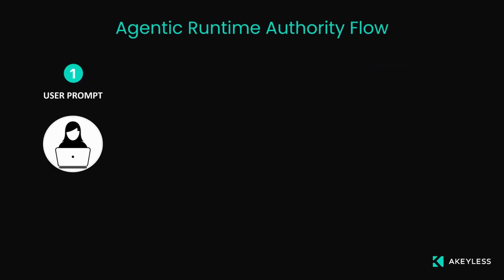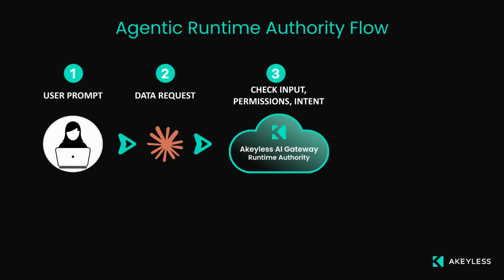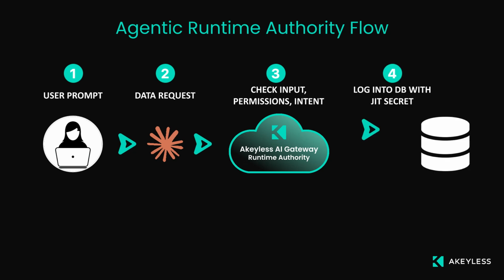Let's see the entire flow. It starts with a user prompt to an LLM for data in a database. The data request is made by the LLM. It is intercepted by the Agentic Runtime Authority, which checks the input as well as the LLM's permissions and intent. It then uses a just-in-time secret to access the database.